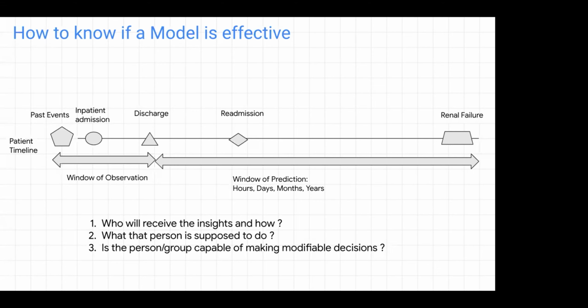So basically, there are three different criteria you can use to figure out whether the model is effective. One is who will receive the insights, and what that person is supposed to do with that. Then, is the person or group capable of making the decision? Also, in some institutions, if the doctor is responsible, if this person is the decision maker, then the persona of the individual is really, really important.